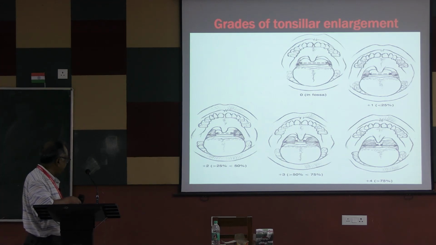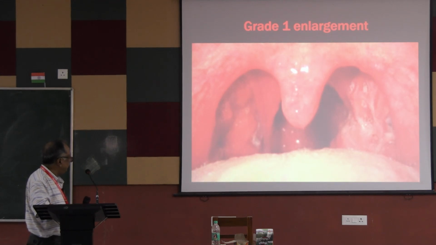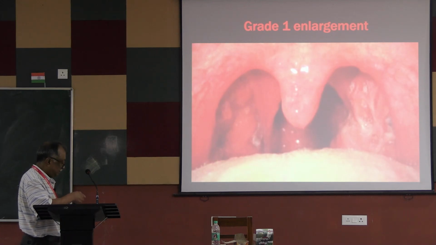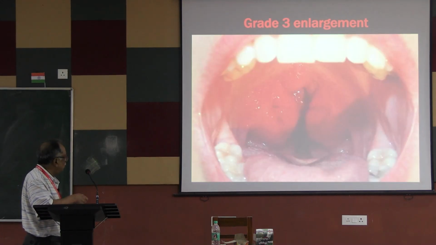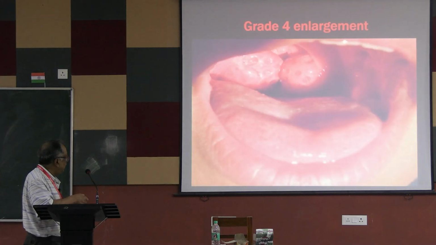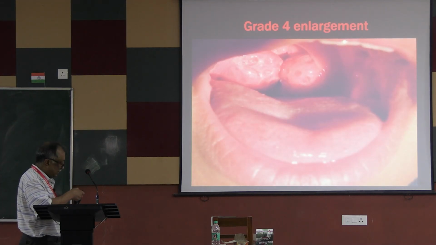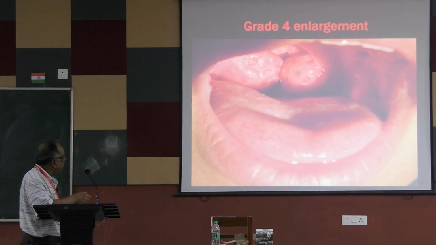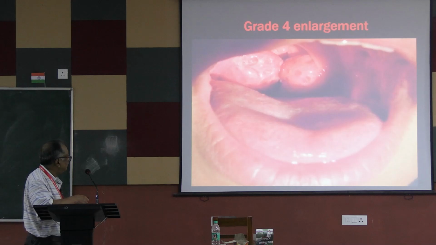I will show this is the grade 2. This is the tonsil, this is the tonsil, this is the grade 2, 25 to 50%. And you see in grade 4, almost they are touching each other. A grade 1 enlargement, this is a live picture from the clinic, that is a grade 1 enlargement. This is grade 2 enlargement, grade 3 enlargement, and that is grade 4. You see, it is the tonsil, and it is the tonsil, this part, the uvula cannot be seen, they are almost touching each other, the kissing tonsil.